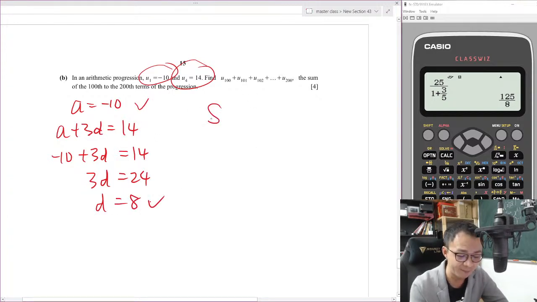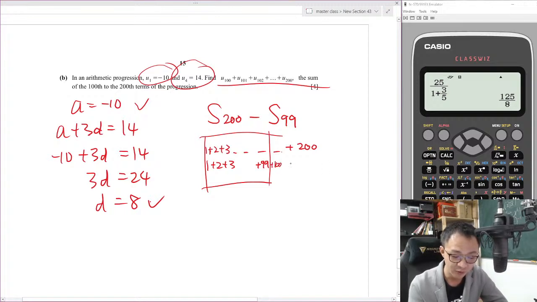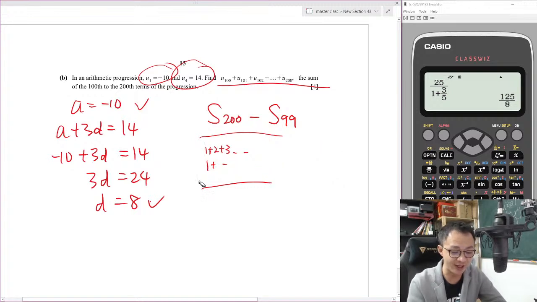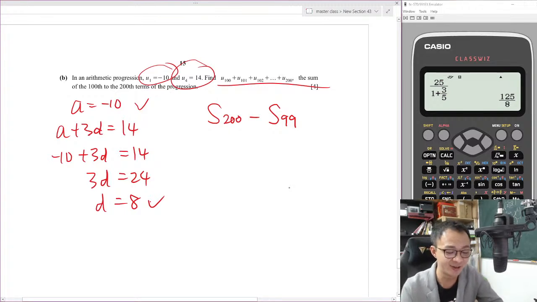So I want to find this one. I will do sum of 200 minus sum of 99. Sum of 200, basically I will add 1 plus 2 plus 3 until 200. Sum of 99, I will do 1 plus 2 plus 3 until 99. So if I cut like this, I actually get from the next term, which is 100 to 200. I hope you get the idea. Some students might ask me, sir, why you don't do S99? This is the reason why.